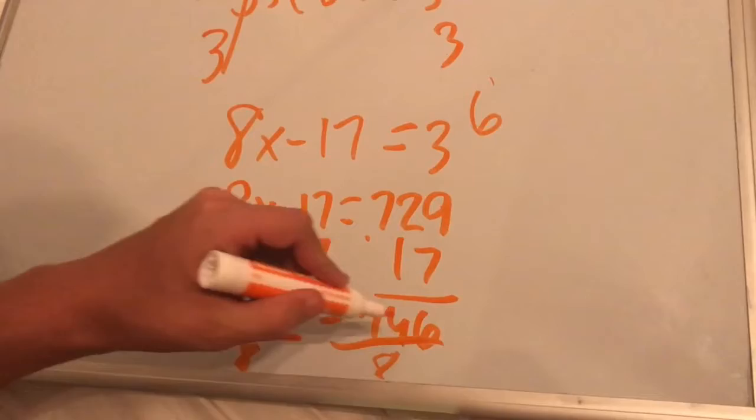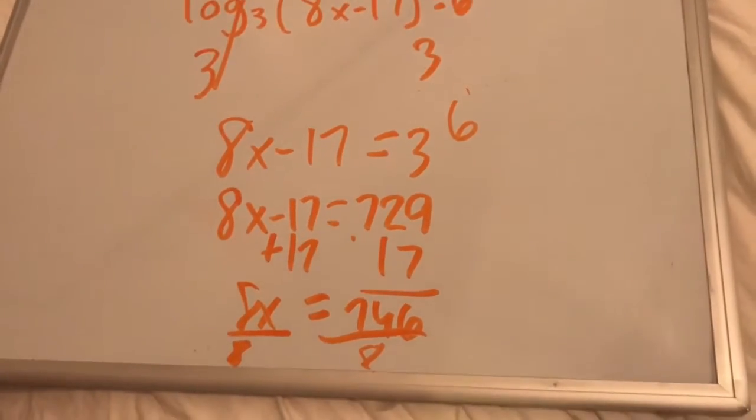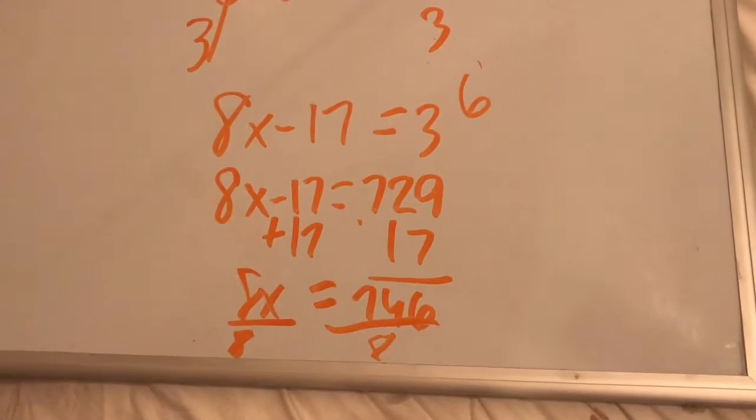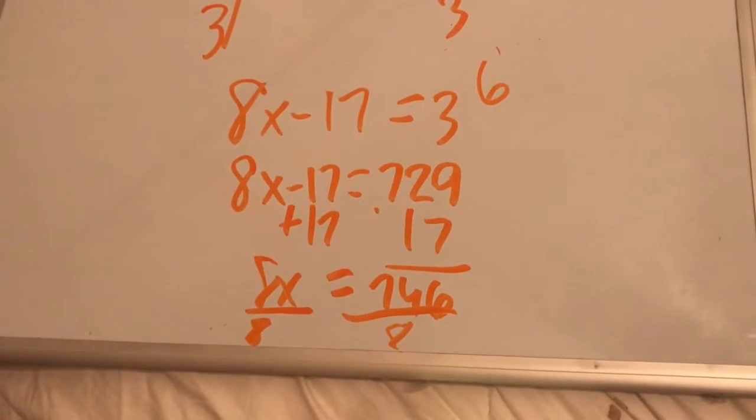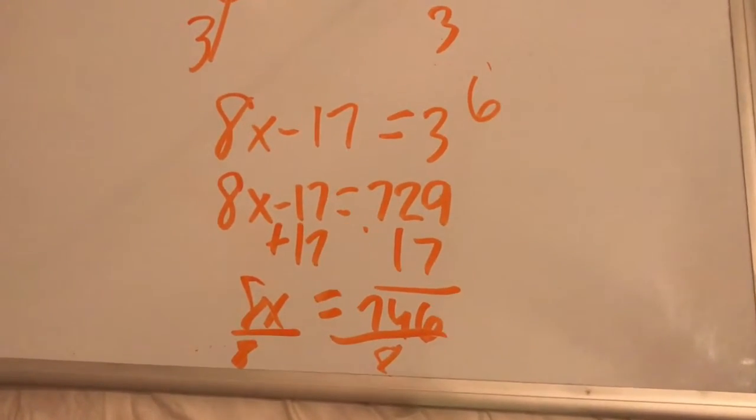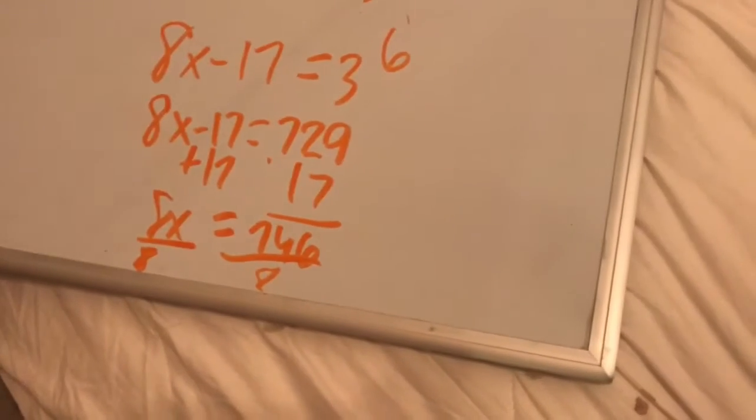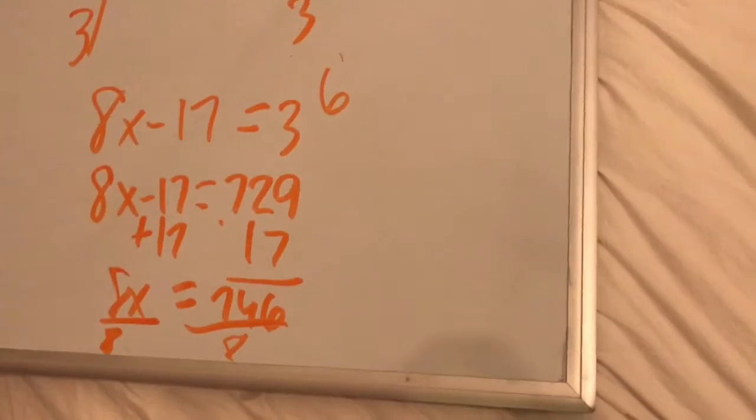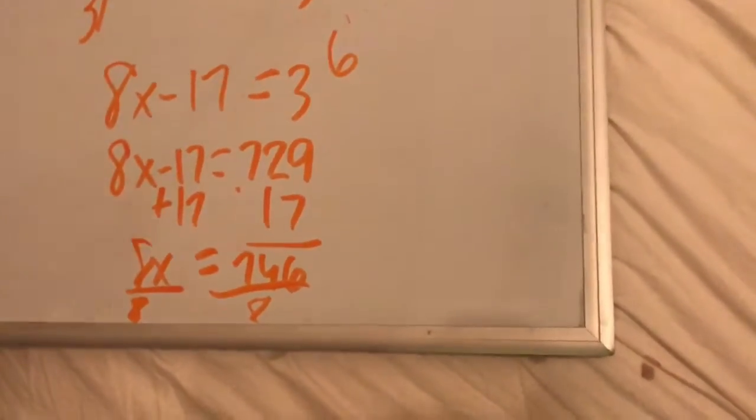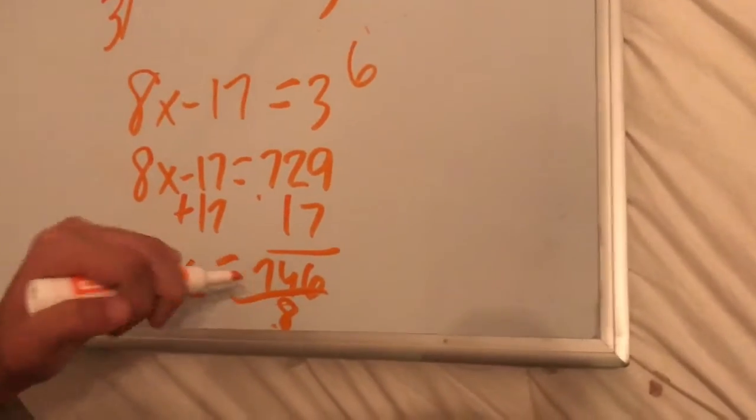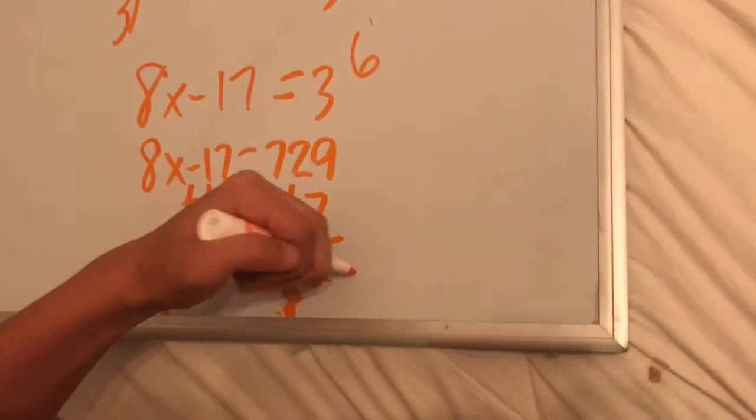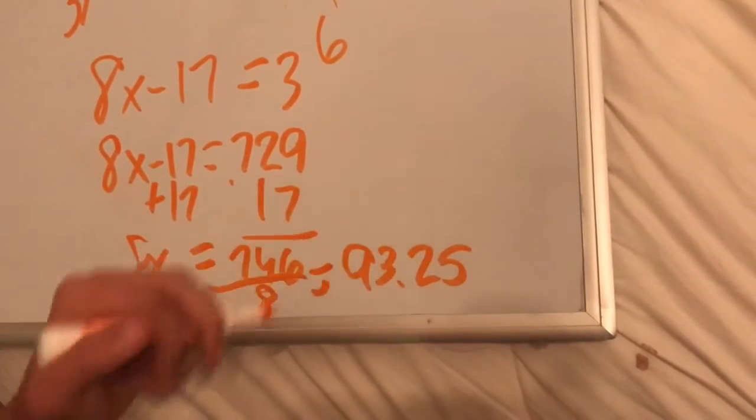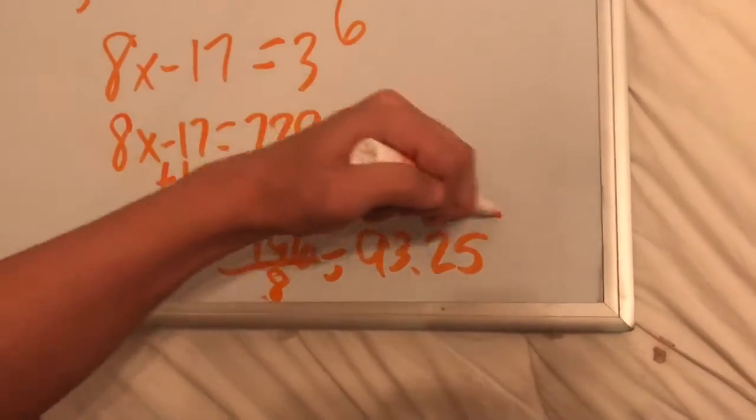Okay, Google, what's 746 divided by 8? The answer is 93.25. Wait, should we have this in fraction form or decimal? Doesn't matter. 93.25. So when you divide 746 by 8, you get 93.25. And that's your answer.